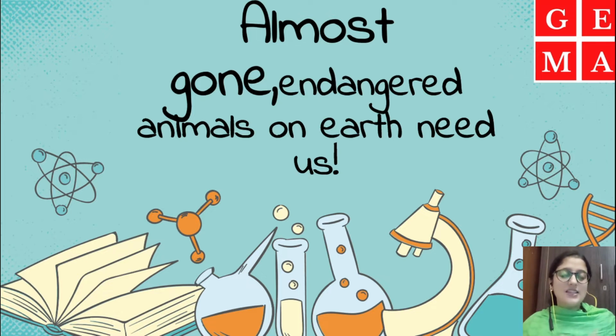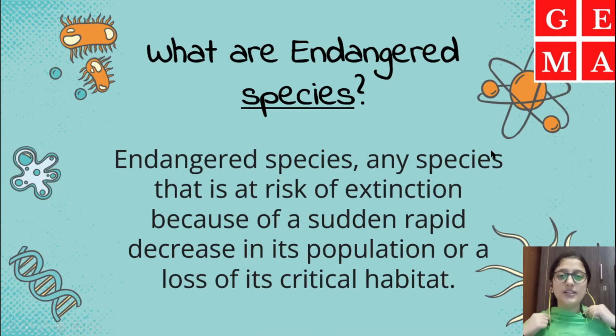In this class, the first thing that we learn about is a very simple slogan. Okay, so we start with a very simple slogan which says, almost gone, endangered. Animals on earth, they need us, right? Now, first of all, when we hear about endangered animals, the first question that we come across is, what is endanger? The word endanger means something in danger.